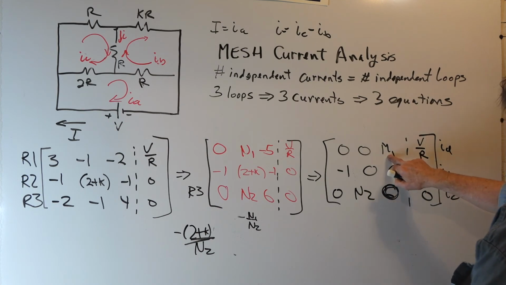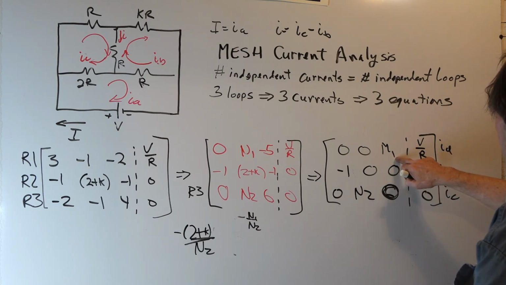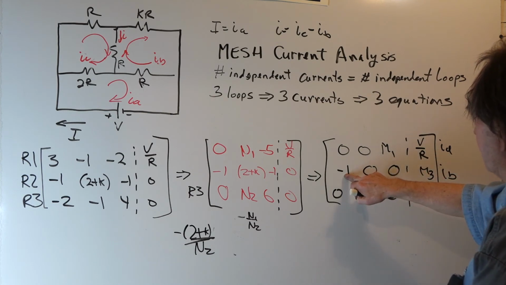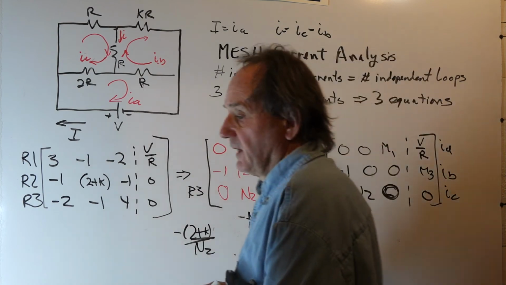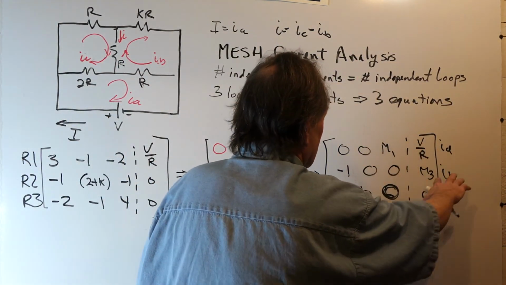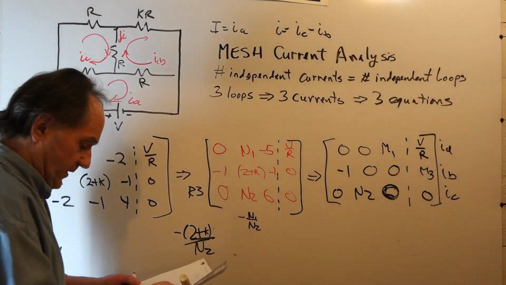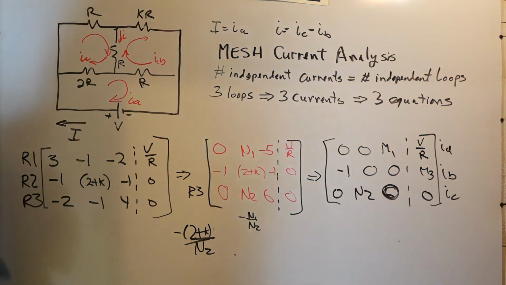So M1, IC. IC is equal to this. This is our IA value, this is our IB value. So it reduces down. You can get the currents isolated in this fashion, and you get the proper value. So that kind of wraps it up.